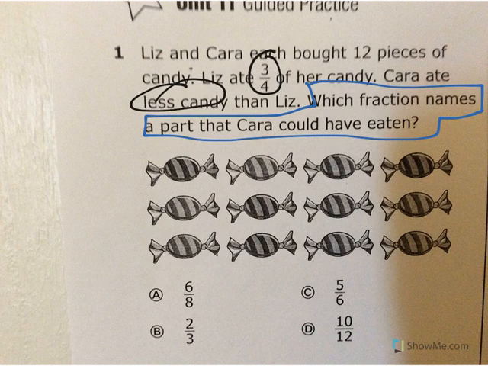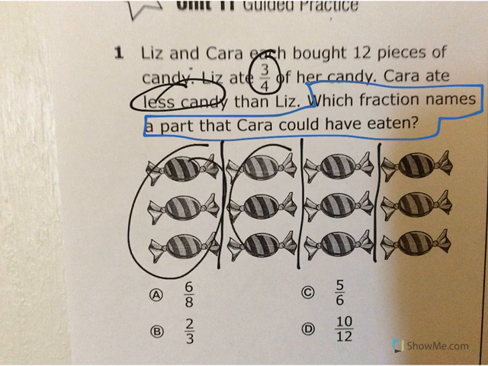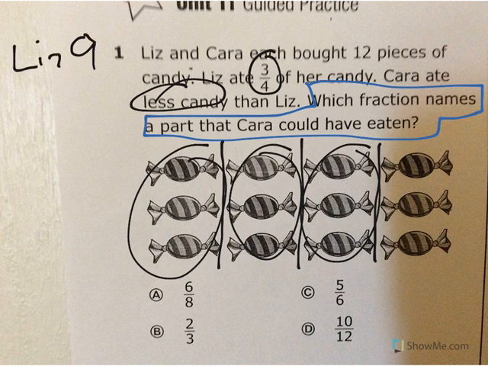So first thing we could do, we go ahead and figure out how many pieces of candy she ate. So what I'm going to go ahead and do is regroup my 12 pieces of candy. I'm going to put them into fourths. And if she ate 3/4 of them, that's 1/4, 2/4, 3/4. So it looks like she ate 9 pieces of candy. I'm going to write that up here. Liz ate 9 pieces of candy.